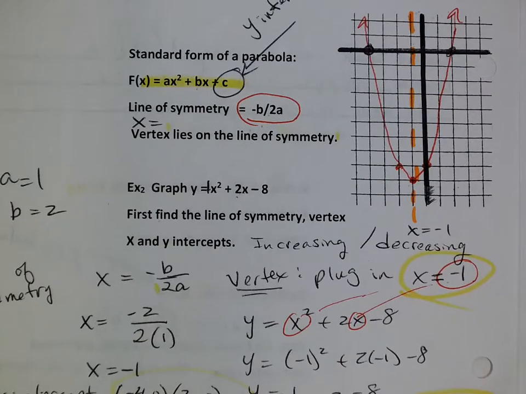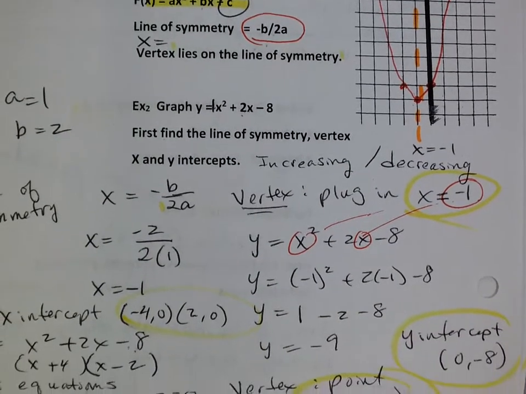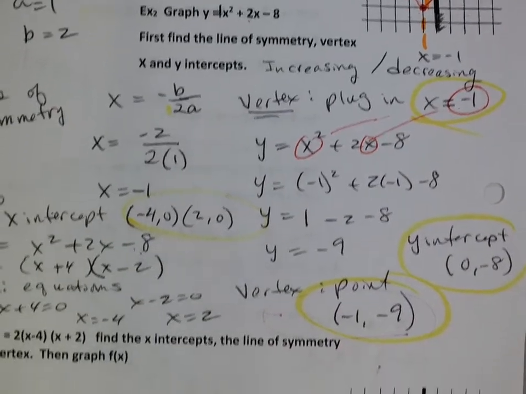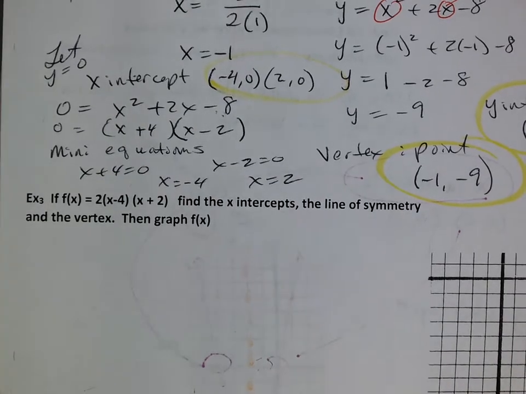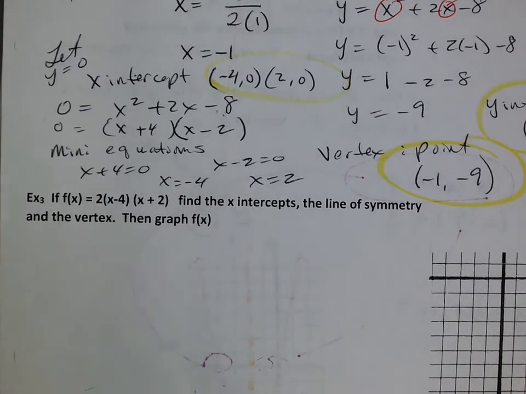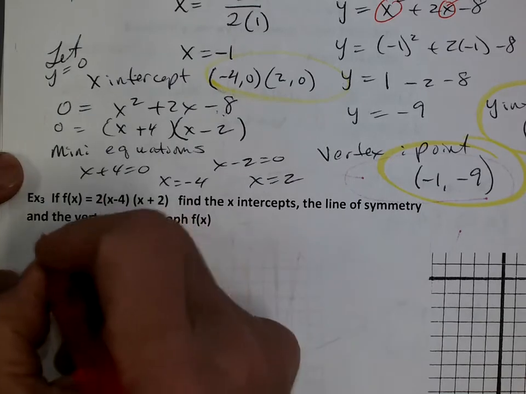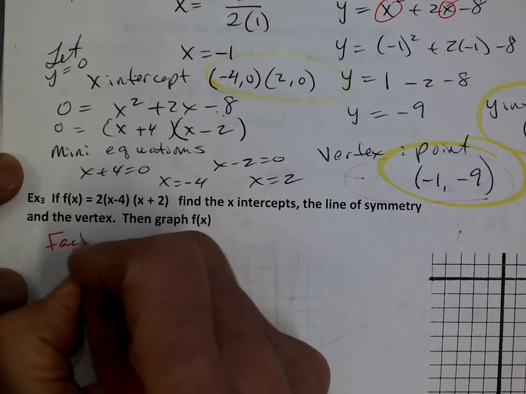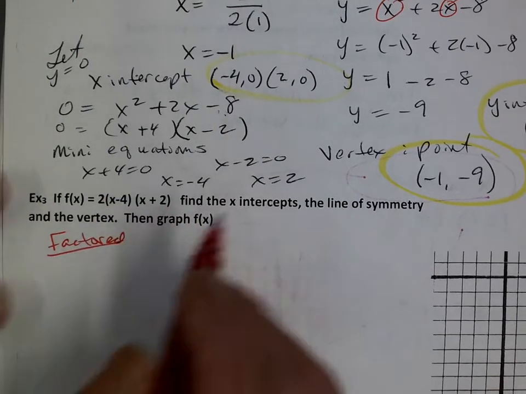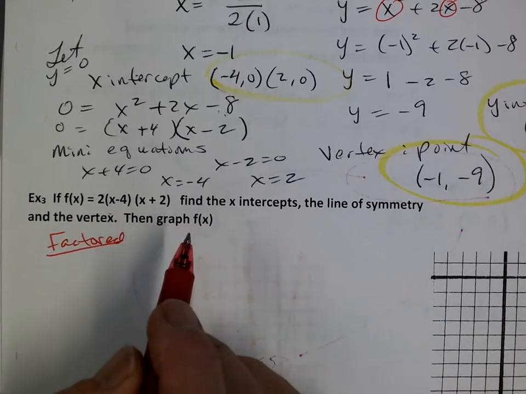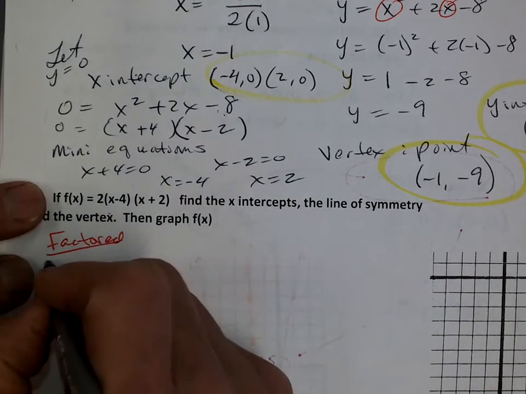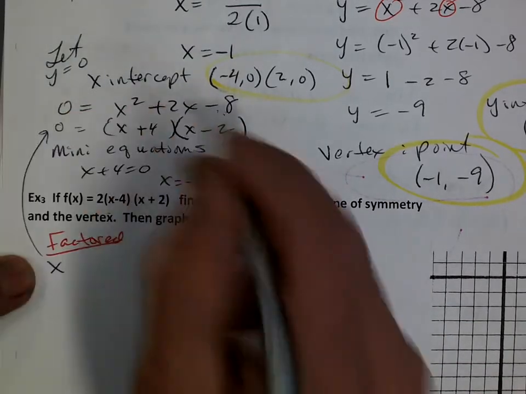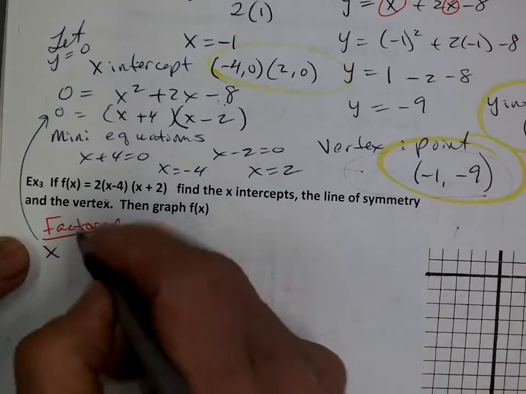Okay, last problem. Slide up. Am I going too fast or okay? All right, last problem. So this problem's kind of weird, but it's given to us where it's already factored. In a sense, it's already been factored. Which means these are my mini equations. So the first thing I'm going to do is get my x-intercepts, just like I did up here. I'm going to do the same thing I did up here.